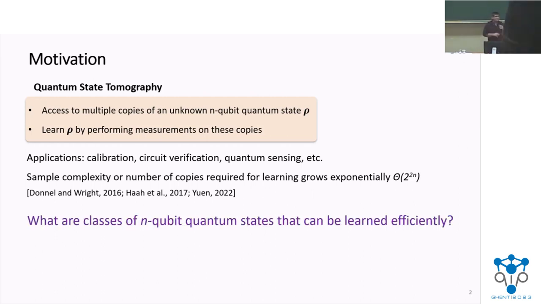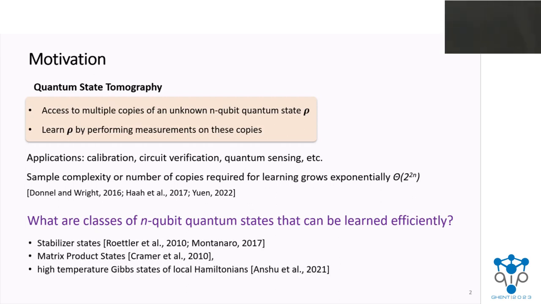So what we'll ponder throughout this talk is what classes of n-qubit quantum states can be learned efficiently. We know some examples, such as stabilizer states, matrix product states, or even high temperature Gibbs states of local Hamiltonians. In the very beginning I'll talk more about stabilizer states and see how we can extend from there.